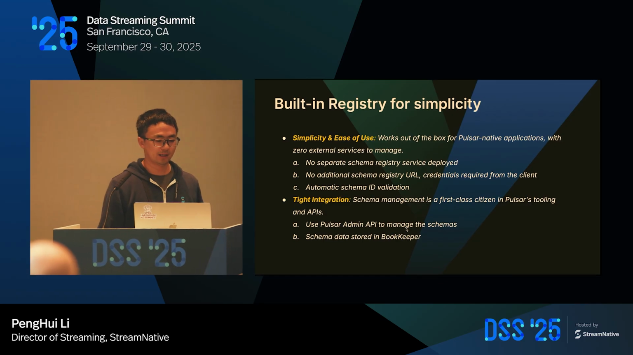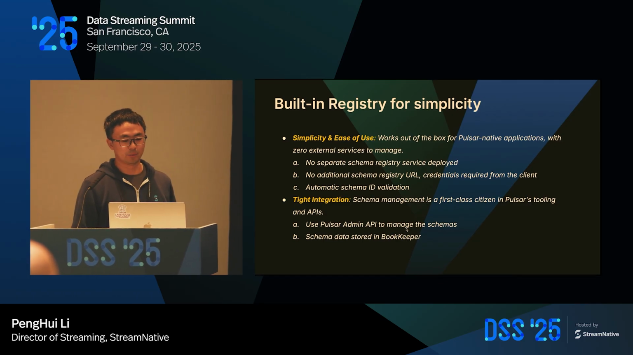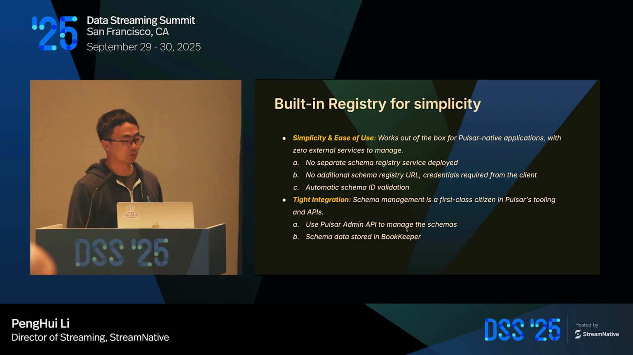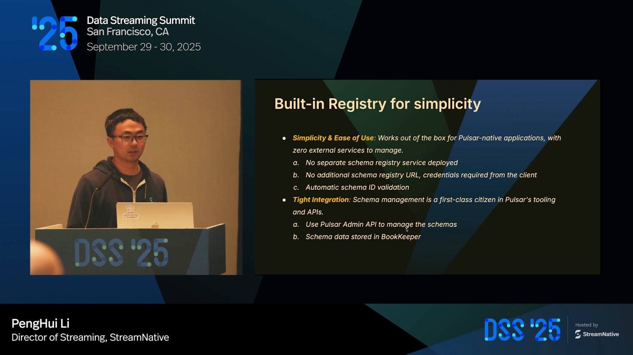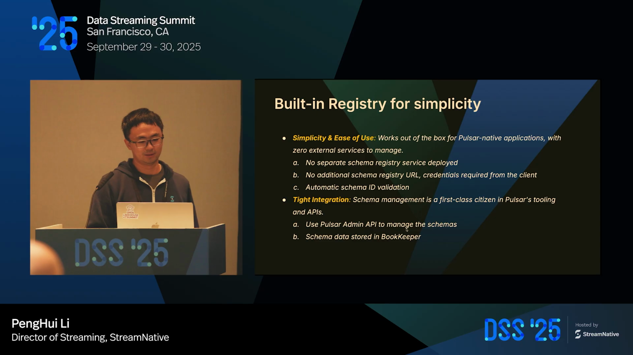It's also tightly integrated. Schema management is a first-class setting in Pulsar, and it provides the tooling and APIs. You don't need a separate system. You just use the Pulsar API to manage all the schemas, and all the schema data is stored in BookKeeper. Pulsar also uses BookKeeper for messaging storage. Everything is stored in BookKeeper. So this is the major point of the built-in schema.